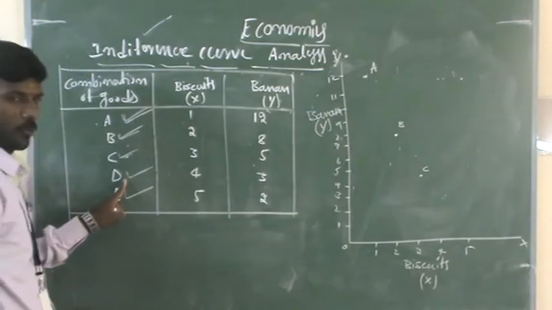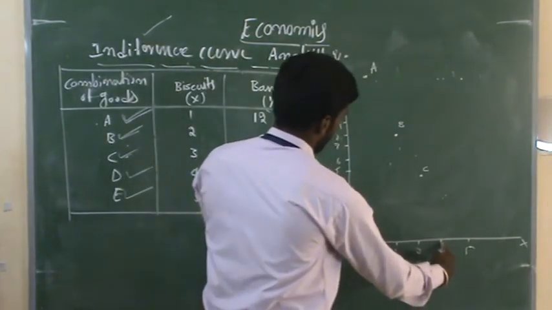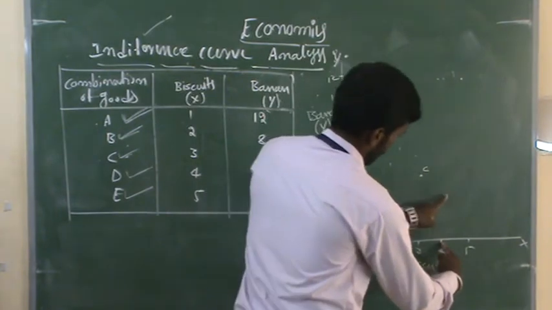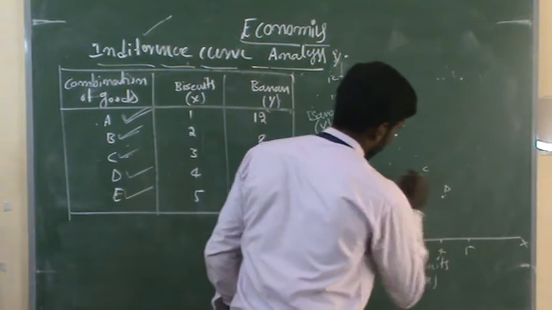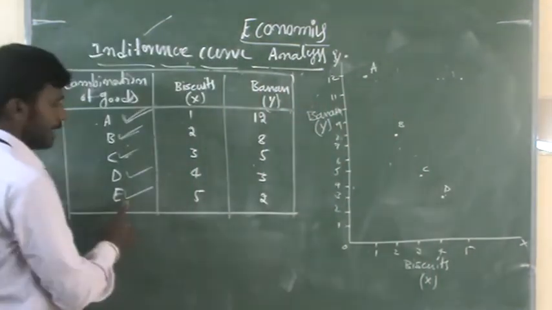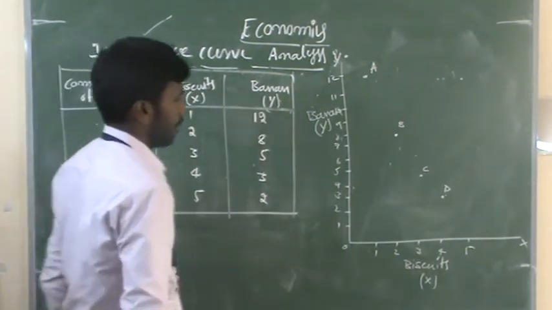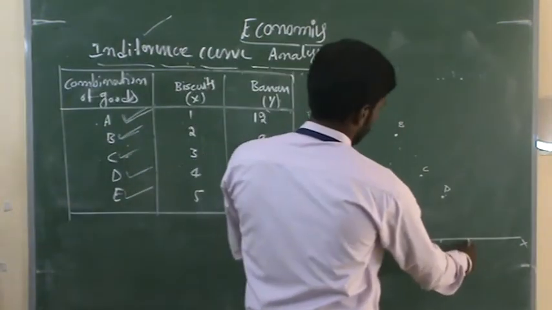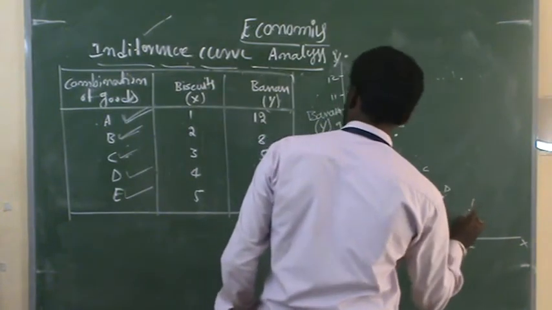Then D combination will be there: 4 and 3. 4 units of the biscuit, 3 units of the banana. We are going to mark here. Yes, this is D. And finally, E combination will contain 5 units of the biscuit and 2 units of the banana. 5, 2. We are going to mark here. So this is E.